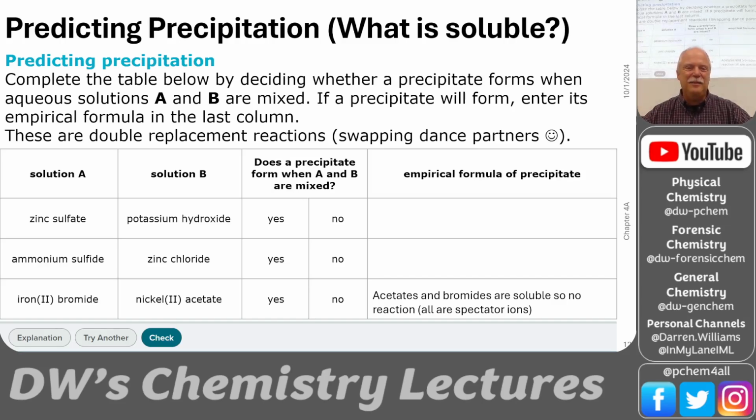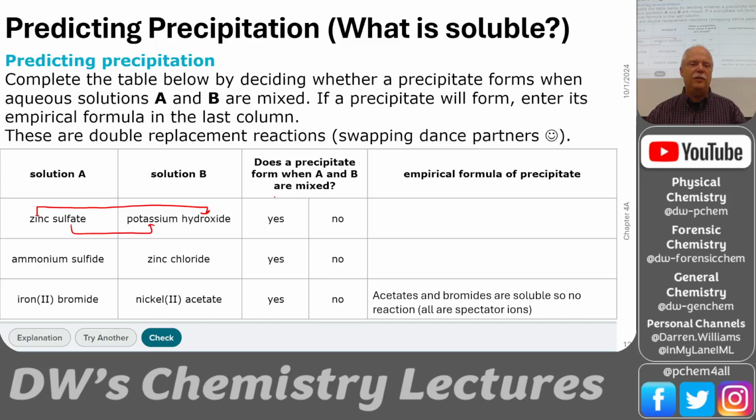All right, so let's do some of these problems. Complete this table by deciding whether precipitate forms. We've got zinc sulfate and potassium hydroxide, solution A and B. We have two beakers, one with solution A and one with B. We mix those into another beaker, and it's a double replacement, right? They switch dance partners and see if the resulting thing is soluble. So what do we have? We have zinc bonded with sulfate, and it's going to check out hydroxide, and sulfate and potassium are going to interact. And then we will see.